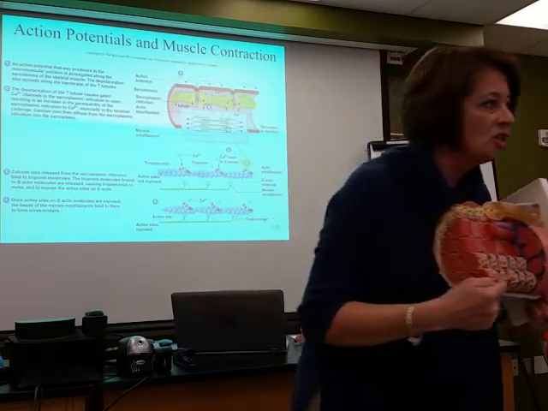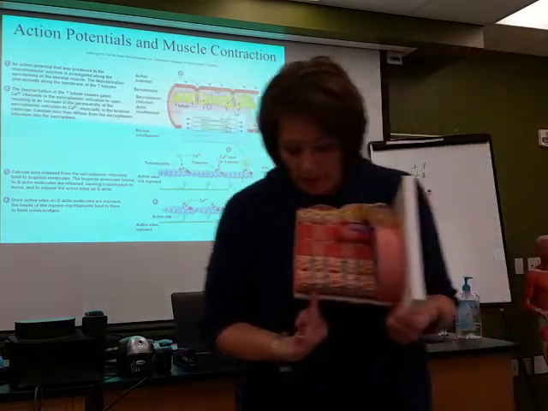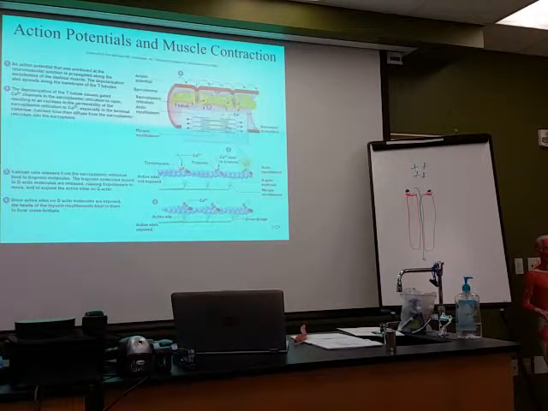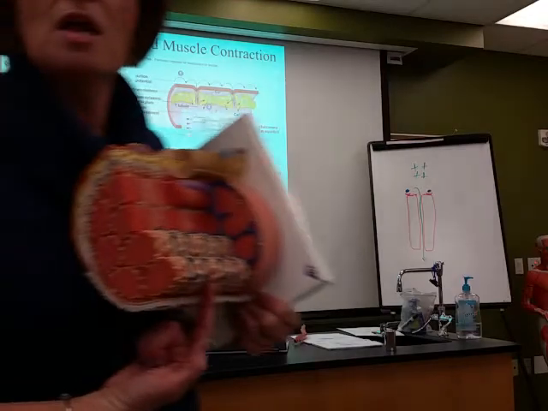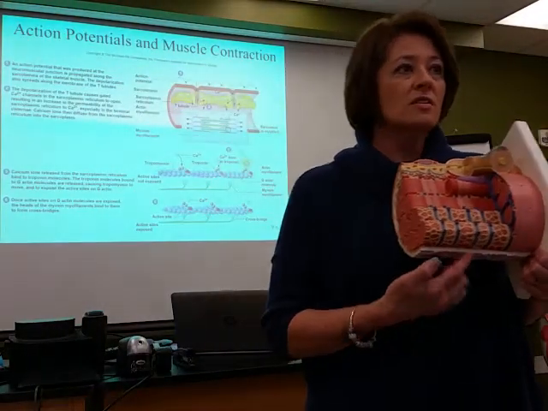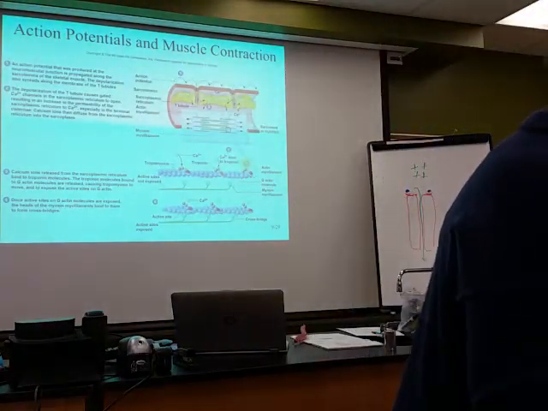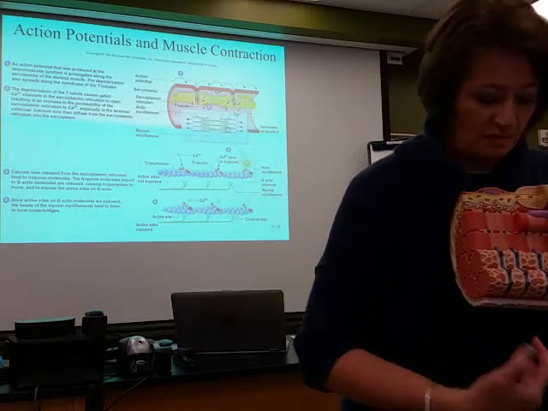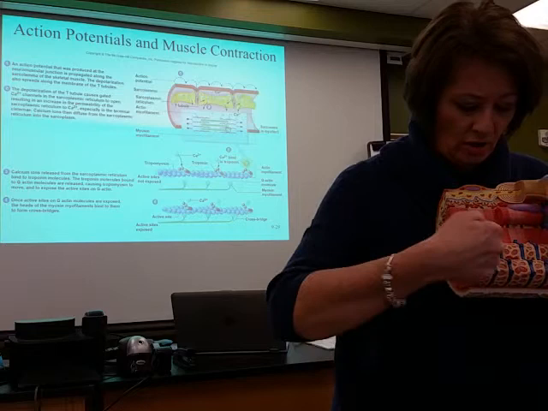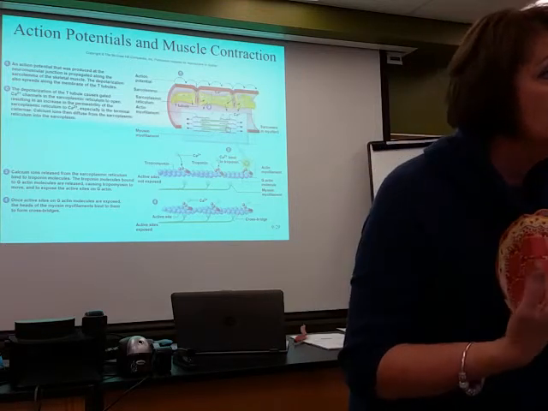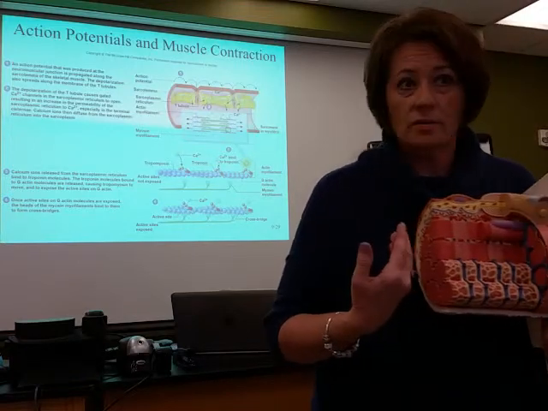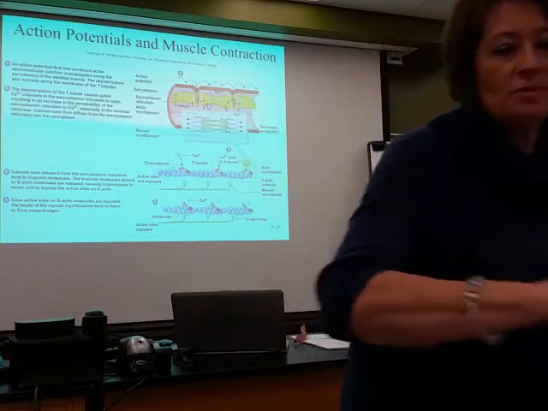The transverse tubules, where do you see them crossing through? Circle. They cross from Z disc to Z disc. There is an invagination of these along these bandings. Does everybody see that? All right. So I'm going to set it over.